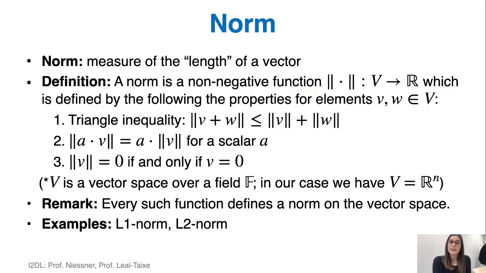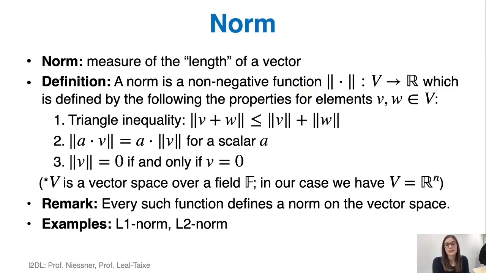The second property has now something to do with the scalar multiplication that we have been looking at for the vectors. In this case, A is a scalar, so an element of R in our case, and V is a vector, so an element of R to the power of n, for example. When we now take the scalar multiplication A times V, and then the norm of this element, it should be the same as the absolute value of A times the norm of V, for every scalar A in R.